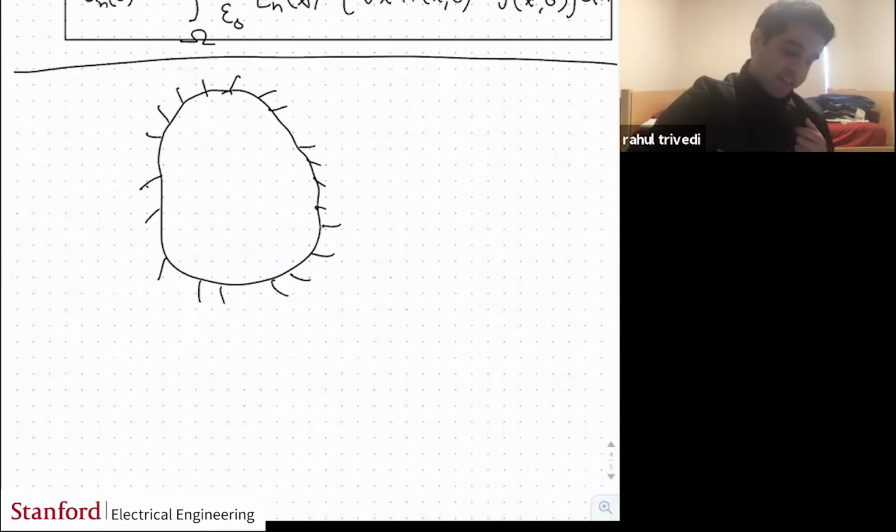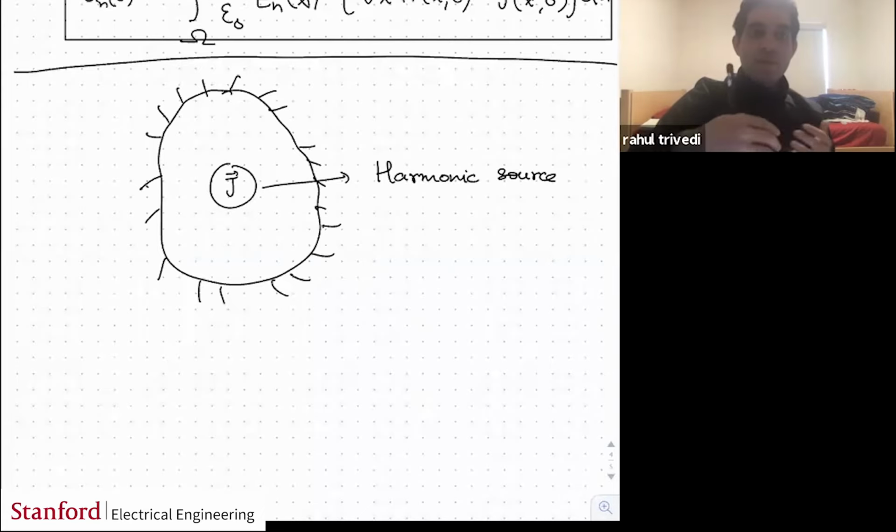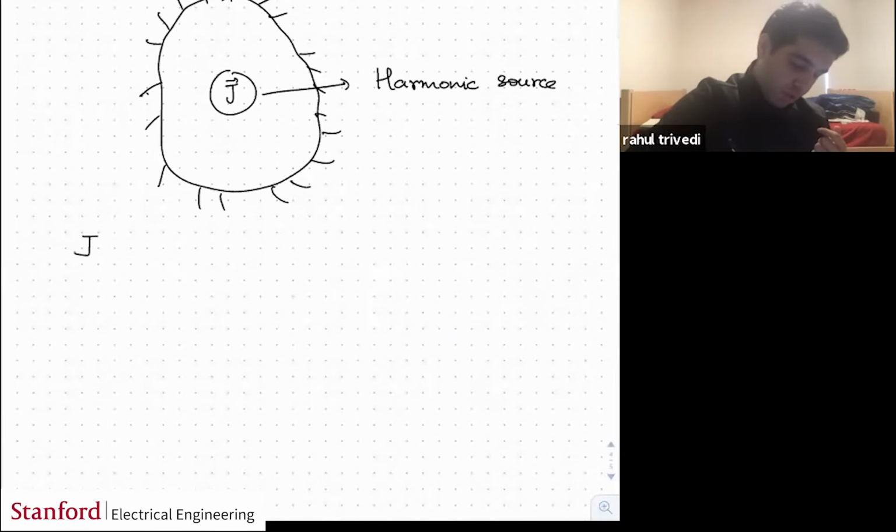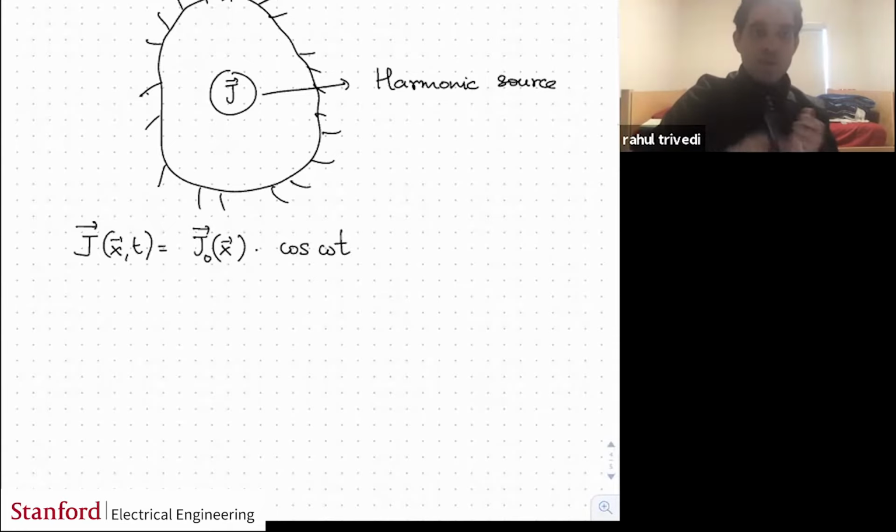So you take your lossless cavity and you put a source inside it, which is harmonic. So you put a harmonic source inside the cavity. So what do we mean by a harmonic source? Well, by harmonic source, we mean that the time dependence of the source is cosine of omega t, right? So let's take an example. So as an example, consider a source j of x comma t, which is some function of space times cosine of omega t, right? So you have a harmonic source that is being driven at a frequency omega, and you want to see what this source does to your cavity, the electric field inside your cavity.